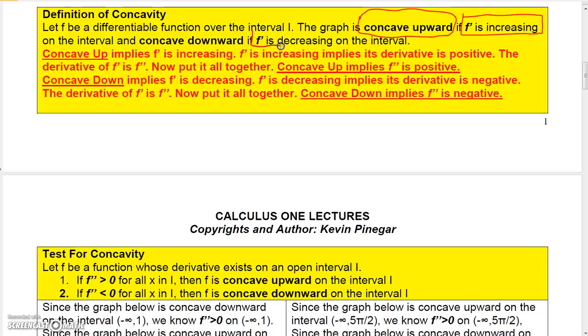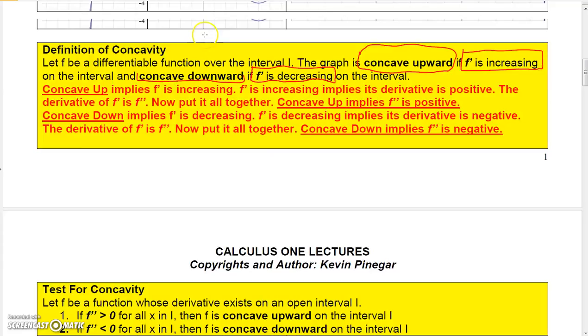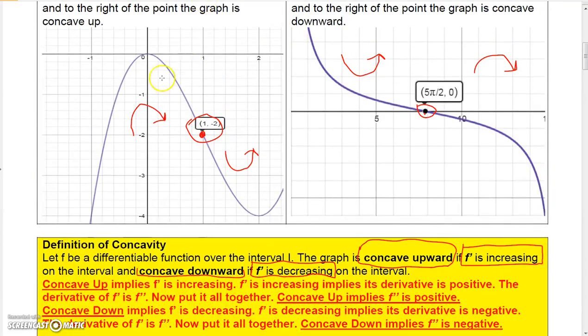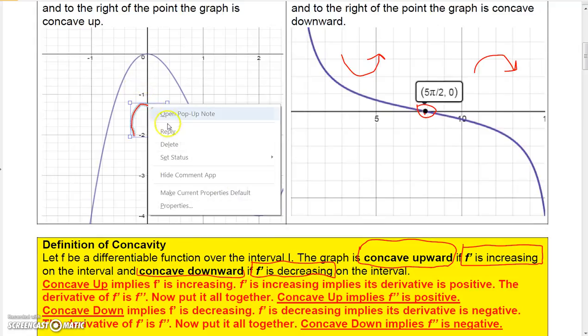Now, when is the first derivative decreasing? Well, when its derivative is negative. So if the second derivative is negative, then that means the first derivative must be decreasing, therefore the graph must be concave downward. Now you can see this in the pictures here. Let me show you some examples.